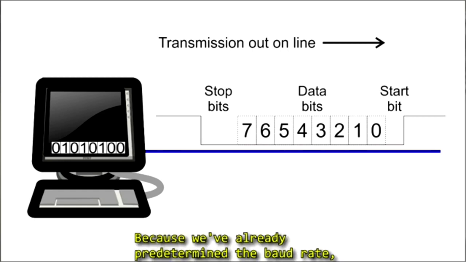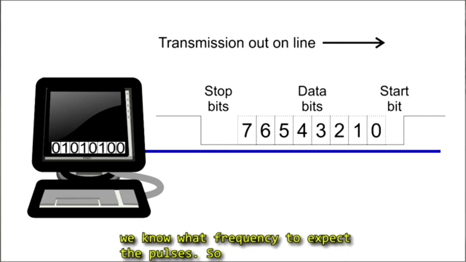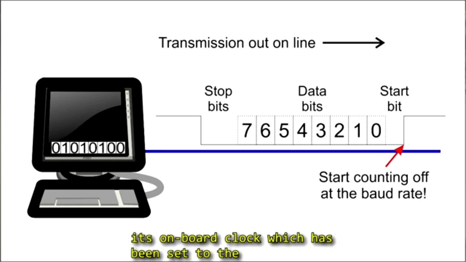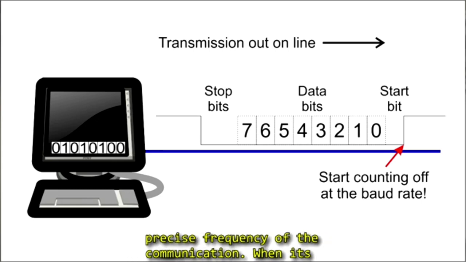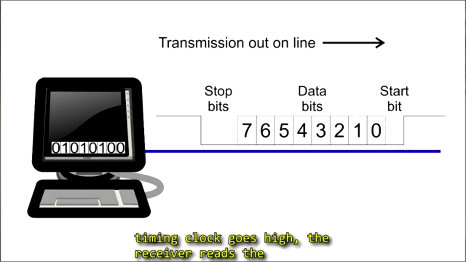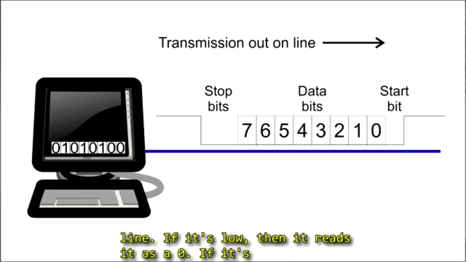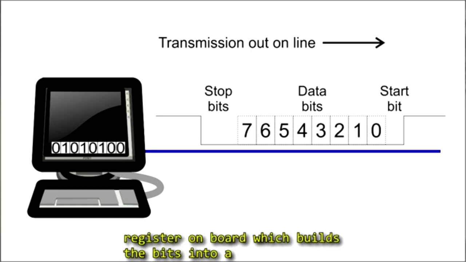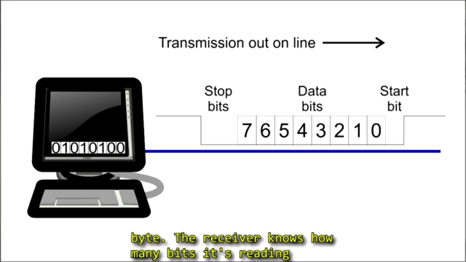Because we've already predetermined the baud rate, we know what frequency to expect the pulses. So once that start bit comes in, the receiver zeroes its onboard clock, which has been set to the precise frequency of the communication. When its timing clock goes high, the receiver reads the line. If it's low, then it reads it as a 0. If it's a high, then it's a 1. It funnels the bits into a register on board, which builds the bits into a byte.